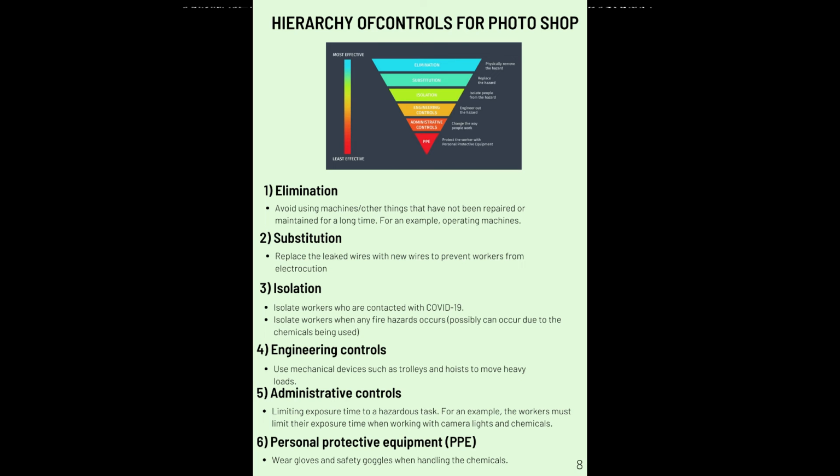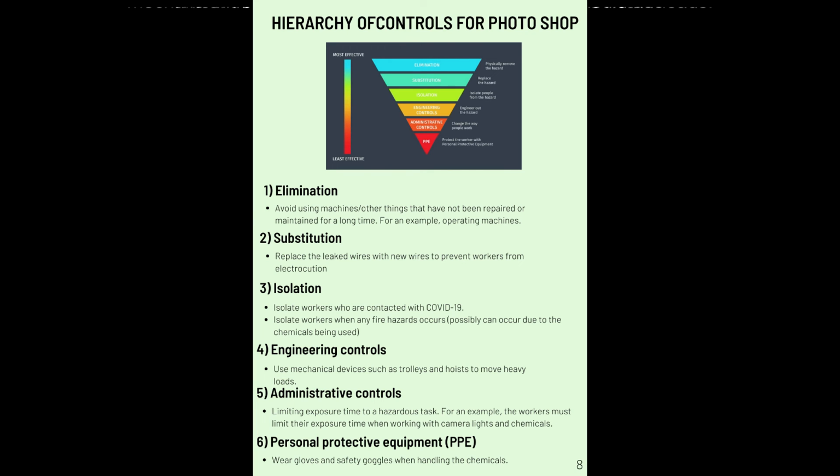For the first part, elimination, we should avoid using machines or other things that have not been repaired or maintained for a long time. For an example, the operating machines. For the second part, which is substitution, we should replace the leaked wires with new wires to prevent workers from electrocution. And for the third part, isolation, firstly we should isolate workers who are contacted with COVID-19. Secondly, we should isolate workers when any fire hazards occur, which can possibly occur due to the chemicals being used.